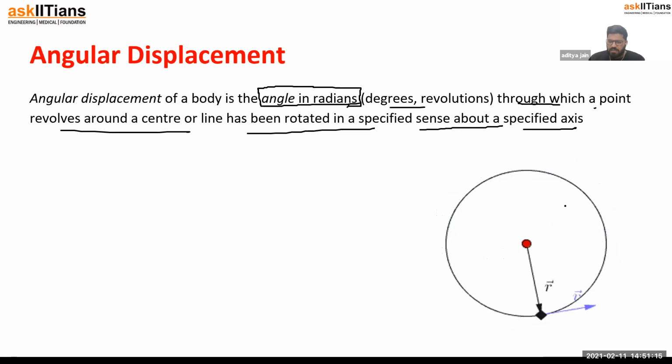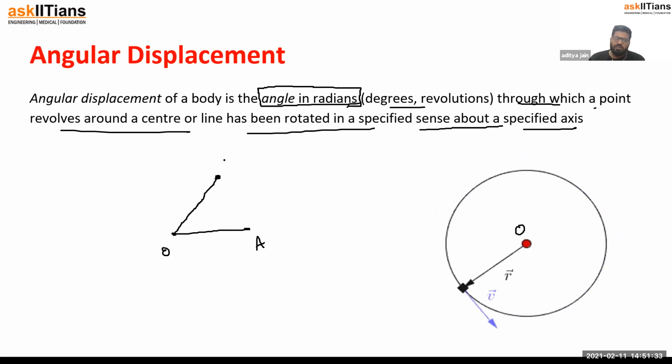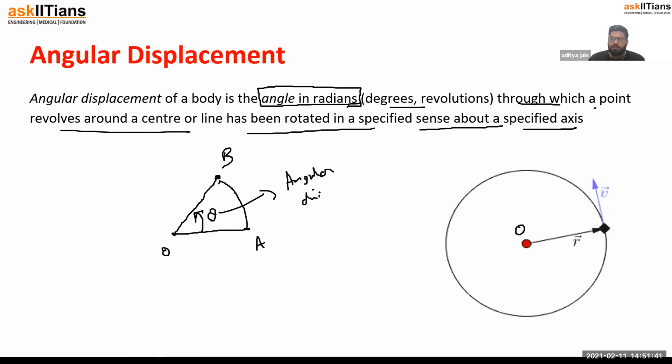You can see this body is rotating about a center point, red color point O. So it is having some different angular displacement at different points of time. Suppose this is O, this is the initial position of a body A. After time interval t, it has moved to position B along a circle. So whatever angle it is covering, theta, will be known as the angular displacement of that body. It is basically the angle between initial and final position. Initial position is always taken as a reference position. So we are taking OA as the reference or initial position.